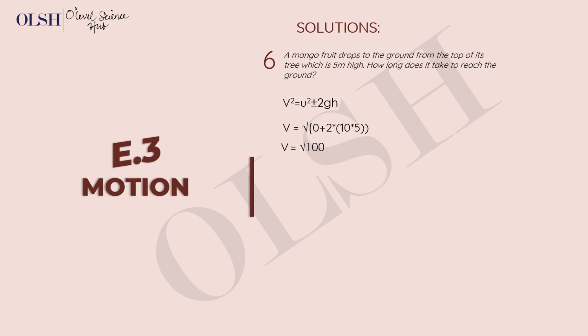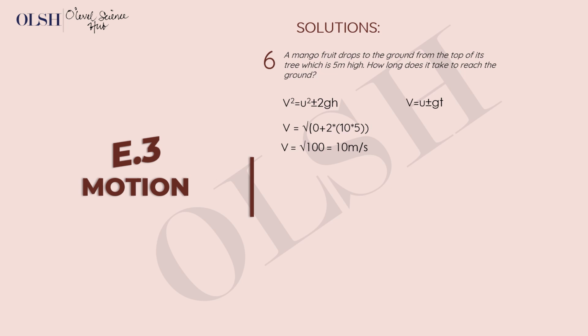So we find the square root of 100 because, of course, v was squared. If we find the square root of both sides, we would be able to remove the square on v and have just v. So we now find the square root of 100, and we're going to get that as 10 meters per second. Alright, so our velocity is 10 meters per second. We can now go on to find the time. So we now go to find our time using the first equation, which is v equal to u plus or minus gt.